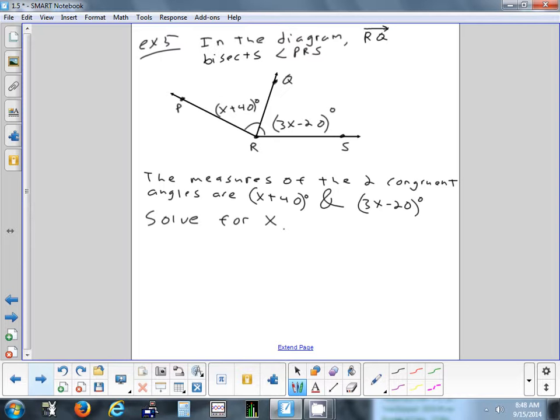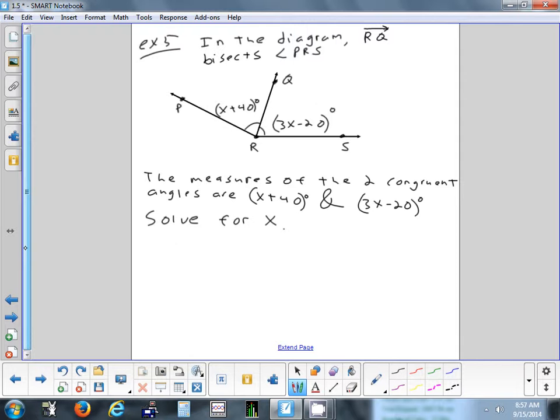Okay, so using the exact same reasoning you just used on the previous 2 problems, that will help you to figure out what x is. Okay, just take a couple minutes, see if you can figure that out. If you get stuck, let me know, and I'll come help you or give you a hint.